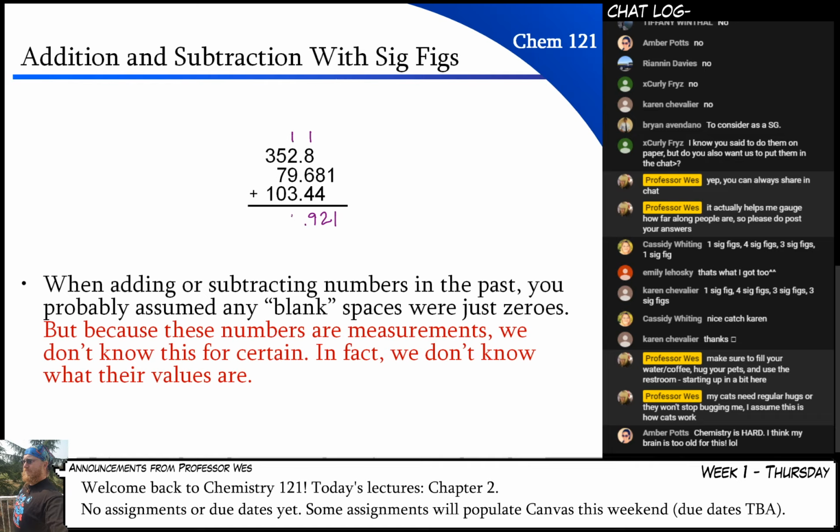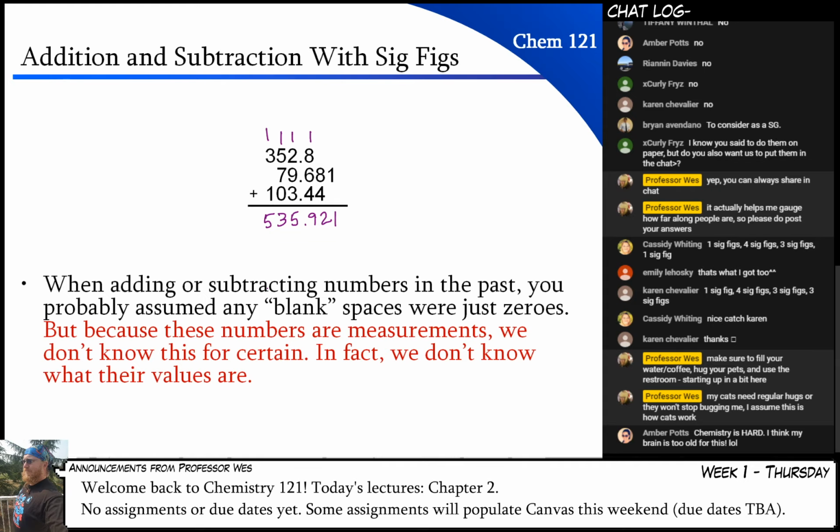11, 14, 15. Man, I had to carry all these 1s, didn't I? There we go. And you would report this as your answer. And in first grade, or whenever you learned this, that would be correct. You just add all the numbers up and just go straight down, and everything is great.